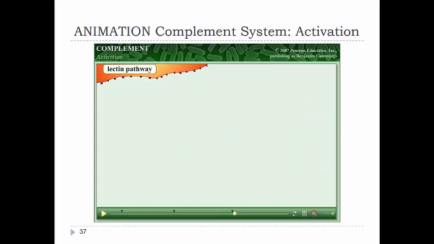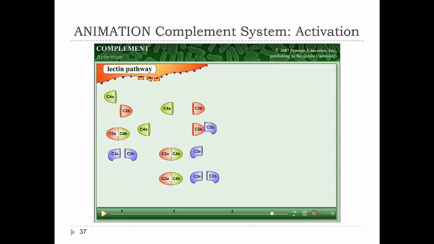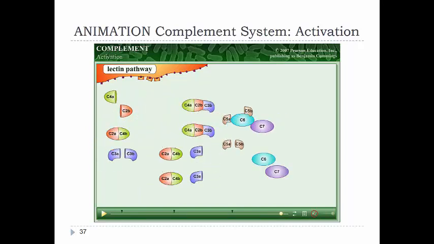Now in the lectin pathway, we have carbohydrates on the outside of the cells that's bound by lectins. Those lectins are going to activate C2 and C4. They're going to go together just like they did before and activate C3, and then we get the activation of C5.